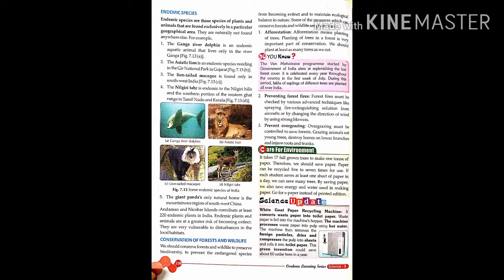Endemic species we have already discussed. Endemic species are those species of plants and animals that are found exclusively in a particular geographical area. Such species are found only in one particular geographical area; if you go to look for them in another area, you will not find them. For example, the Ganga river dolphin, the Asiatic lion is only found in Gujarat.